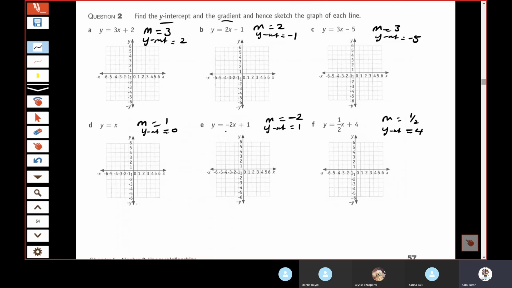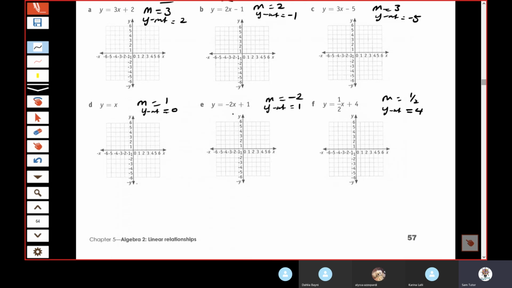I'll do E, and the way you would sketch it, you know the y-intercept is 1, so that's great. But you know the gradient, that doesn't really help us for the time being. So maybe what you want to do is create a table of values like we've done with the first questions. -2, -1, 0, 1, and 2. Sub in x equals -2 into that. That becomes +4 plus 1 is 5.